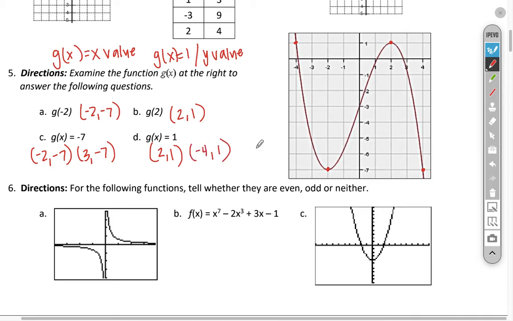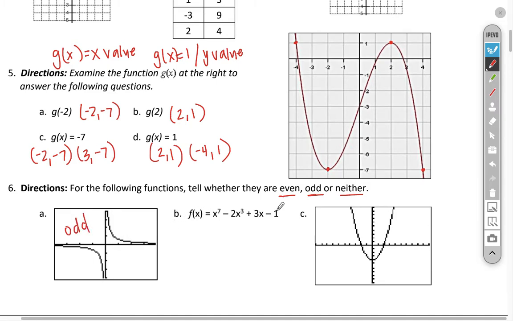Right? Number 6 says for the following functions, tell whether they are even, odd, or neither. Hopefully we all remember how to find this, but if not, I'll refresh your memory. An odd graph is going to be the same upside down. An even graph is going to have symmetry over the y-axis, and then neither means it doesn't meet the standards either way. So A is a graph, and it would look the same if we rotated this upside down. So this is going to be odd.